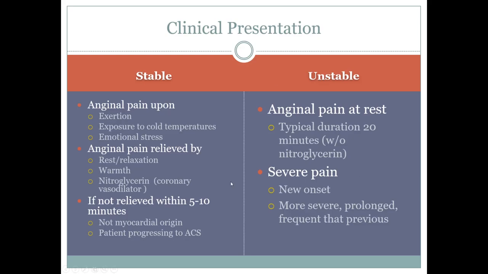Unstable would be defined as that pain doesn't go away when you rest, okay? In other words, the supply is not meeting the demand even when you're at rest. So you're not getting an adequate amount of blood flow, so the obstruction is more significant but not complete, okay? Typically the pain is a little bit more severe. If you've had stable angina in the past, this will feel a little bit different, okay? It'll feel a little bit more significant.